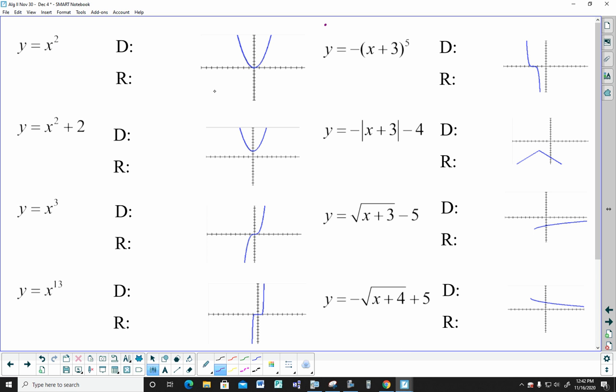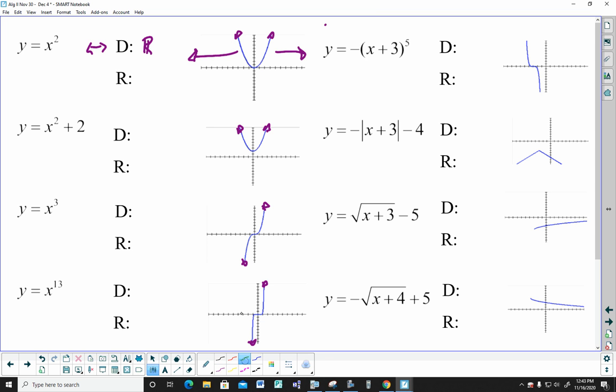Domain, it's your left to right motion. You are assuming these go on forever. When you look at these, all of them have arrows on them. They go on forever, okay? Domain is left to right. How far left does the graph go? Well, it goes on forever. It keeps getting wider. How far right does it go? It goes on forever. So your domain is all real numbers.